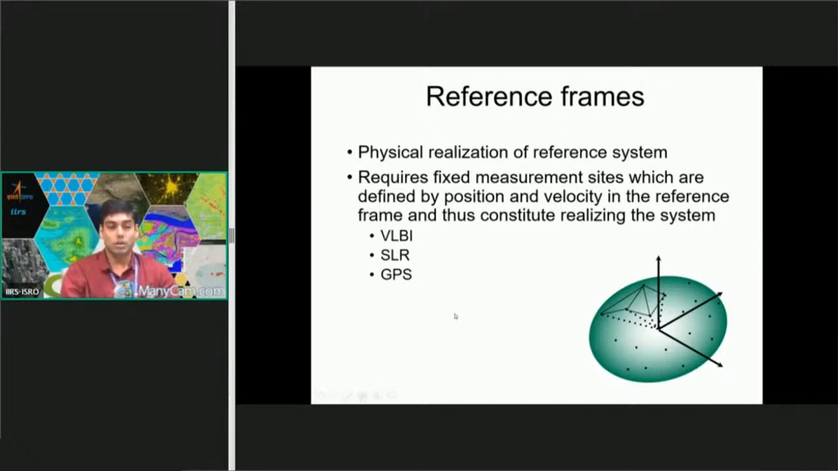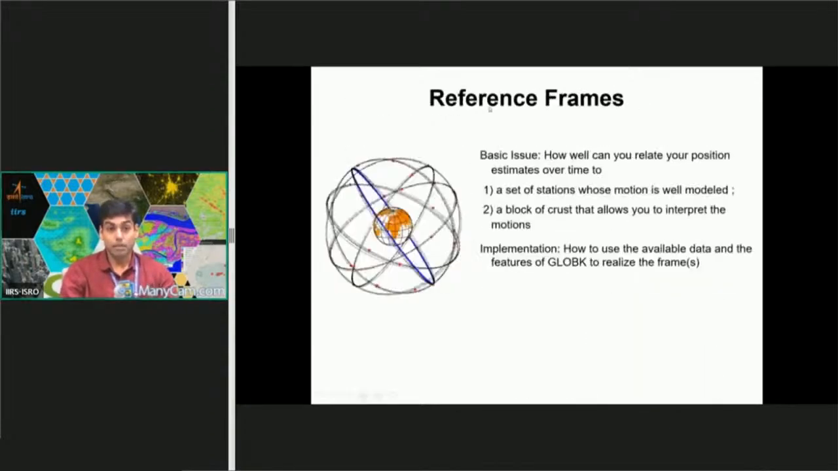There are some other datums also. This is taken from the center of the Earth because we need one reference position. So the reference position is the center of the Earth. With the help of the geometric geocenter, we can estimate the ITRF. So how well can you relate your position estimate over time? It is a set of stations whose motion is well modeled, a set of crust that allows you to interpret the motion, and how to use the available data and the features of GlobK to realize the frame.